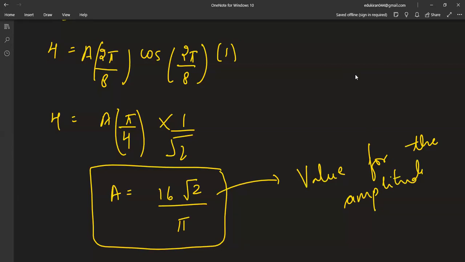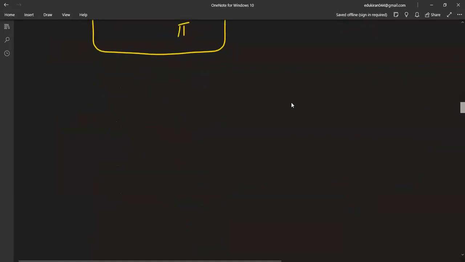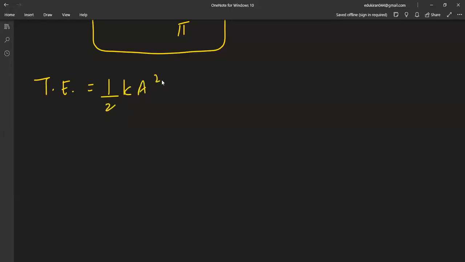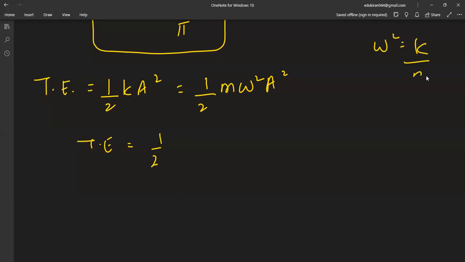All right. Now the next step. When we have the amplitude, we can easily calculate the kinetic energy, total energy, potential energy, any type of energy when we are required to. See, total energy is half k a square. If half k is not given, we can write half m omega square a square, because omega square is equal to k by m. So k will be omega square multiplied by m.